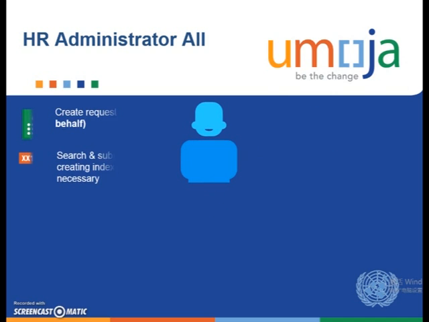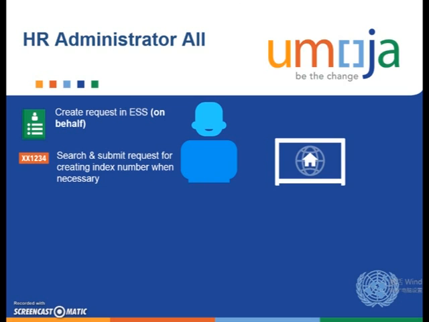Now, the HR Administrator All role. Users mapped to this role will be able to perform the following tasks in UMOJA. First, create employee self-service requests on behalf of both staff and non-staff employee groups who cannot perform a system transaction due to any of the following: no access to ESS, no access to computer or network, limited language proficiency, or limited computer literacy.